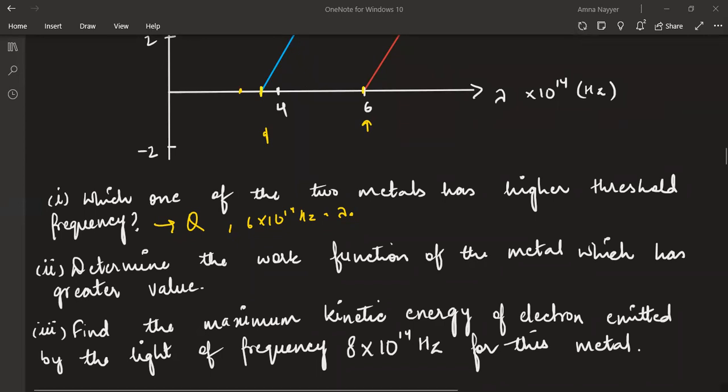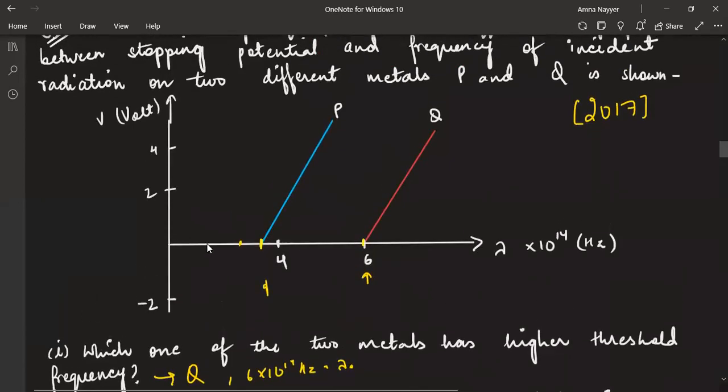But see here, one thing. This value is threshold frequency for this metal P. Q is having its threshold or minimum value as 6. This is independent. Let's say this value is 3. So P is having so many values of voltage, out of which the minimum frequency is 3 into 10 to the power 14 hertz for P. For Q, it's 6 into 10 to the power 14. These are the minimum values for P metal, for Q metal respectively.